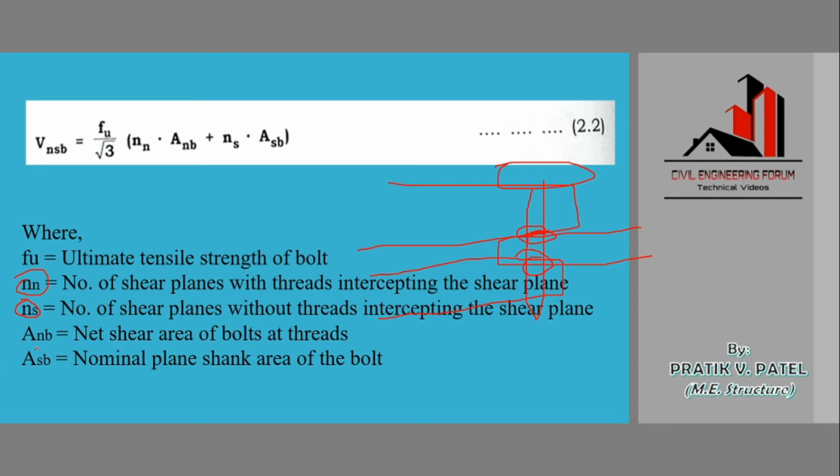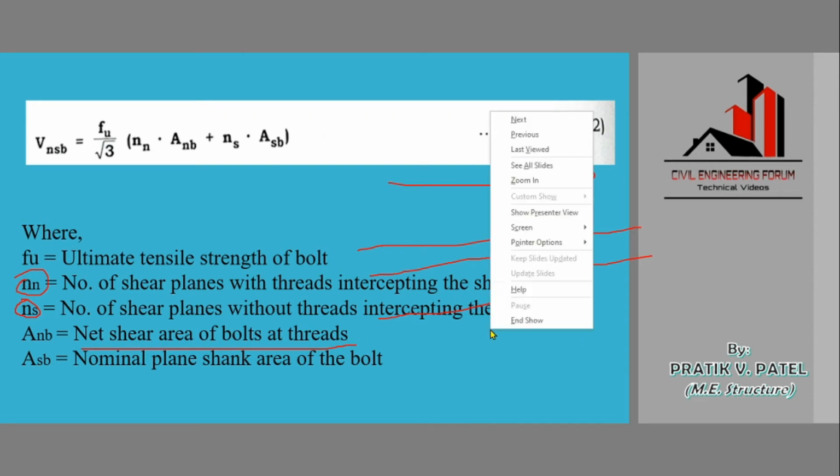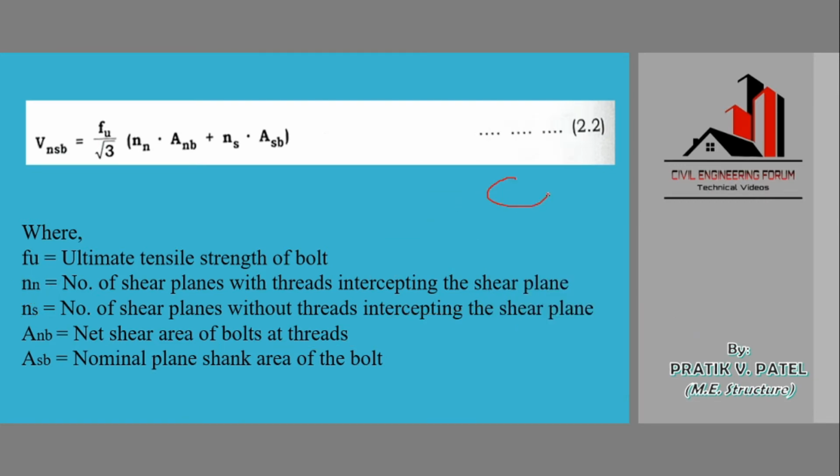Then regarding A_nb, the net shear area of the bolt at threads. To understand this, I'll just remove everything and draw a bolt over here. I'll draw the bolt again like this. Basically this is the shank length and this is the threading length. So, the net shear area of the bolt at threads.